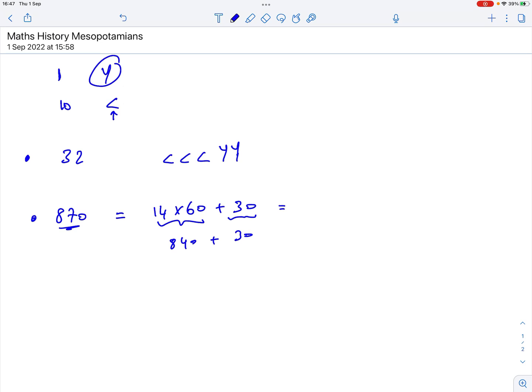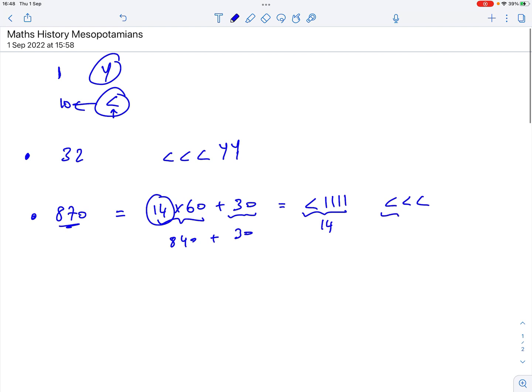And the way to represent that, they would have written 14. So that's 1 ten, the letter less than, and then 4 ones, the letter y. That would represent 14. And then the plus the 30. They don't put plus, of course, in their notation. And the 30 is written like 3 of these less than symbols.